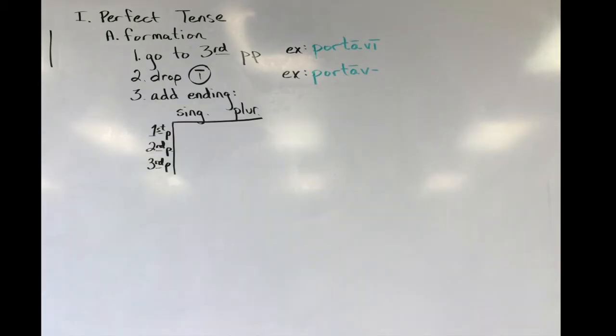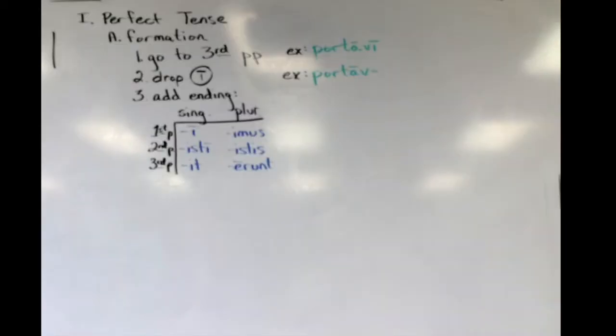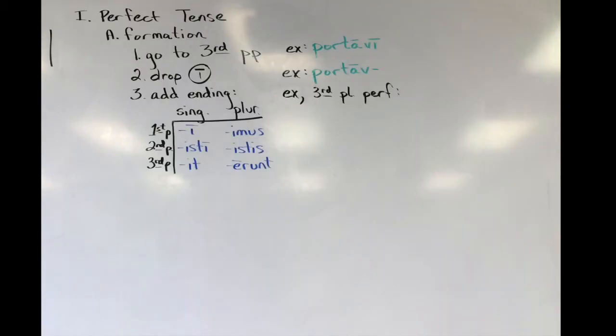Then we will add an ending according to the following chart: i, isti, it, imus, istis, and erunt. So for example, if we were going to have the third person plural perfect form of porto, we would take that portav stem and add erunt, giving us portaverunt.